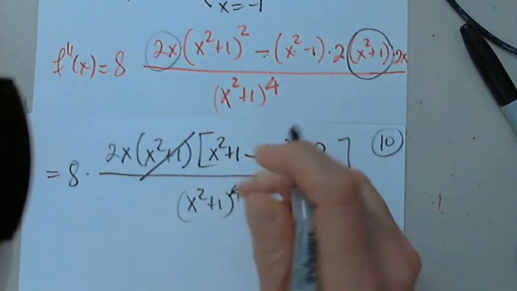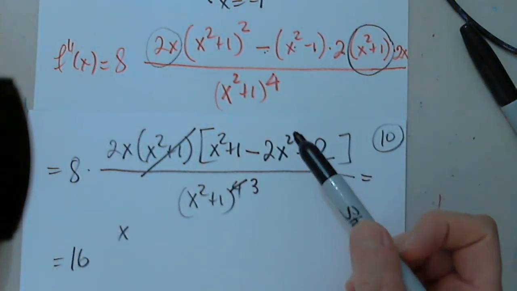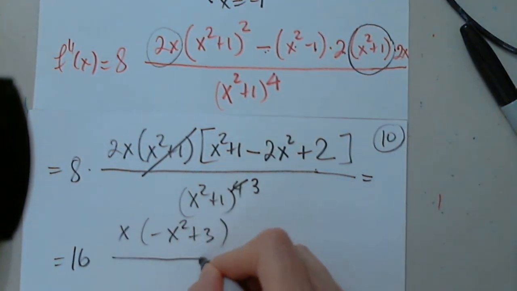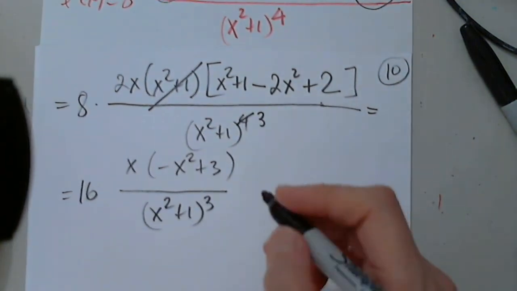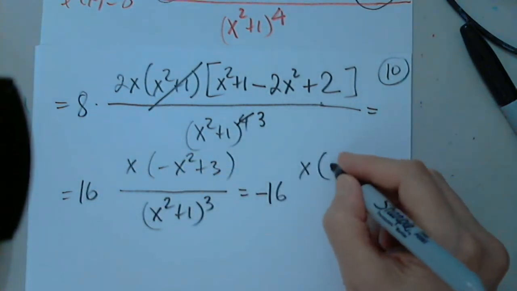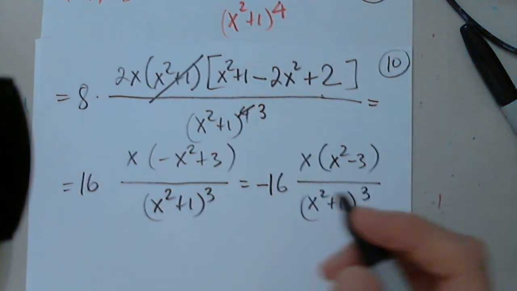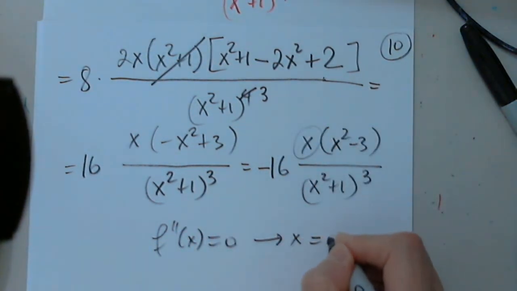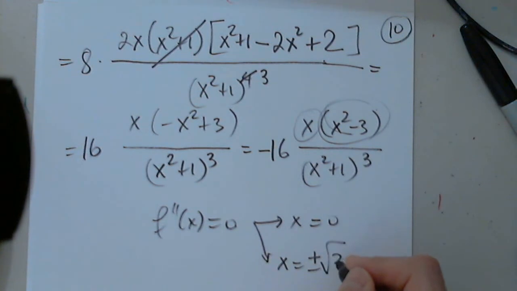Now, only now I can simplify because I'm simplifying factors. 8 times 2 is 16. So x, negative x squared plus 3 over x squared plus 1 to the 3rd. Negative outside. X squared minus 3. When I set the second derivative equal to 0, I will get x equals 0. But also from here, I will get two solutions, plus or minus the square root of 3.